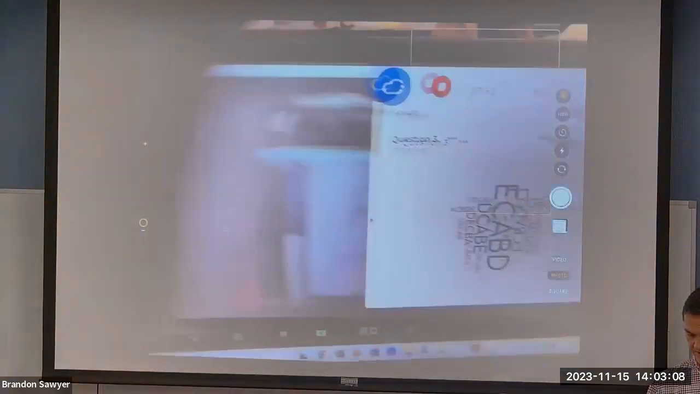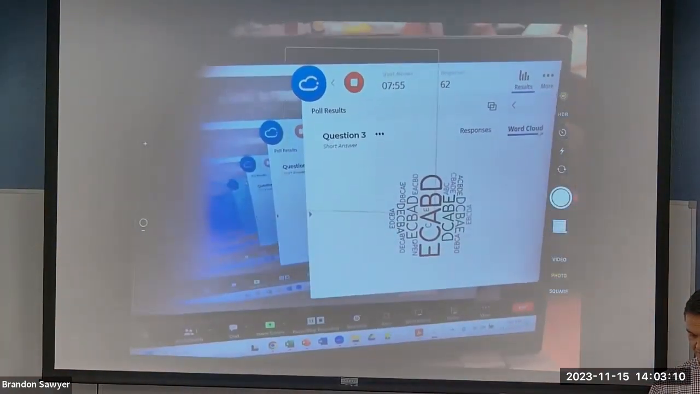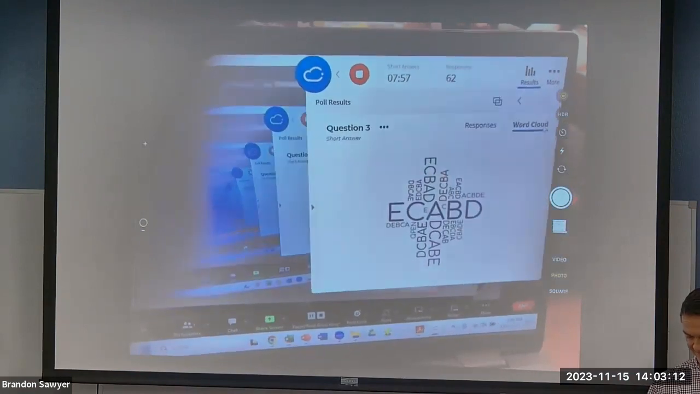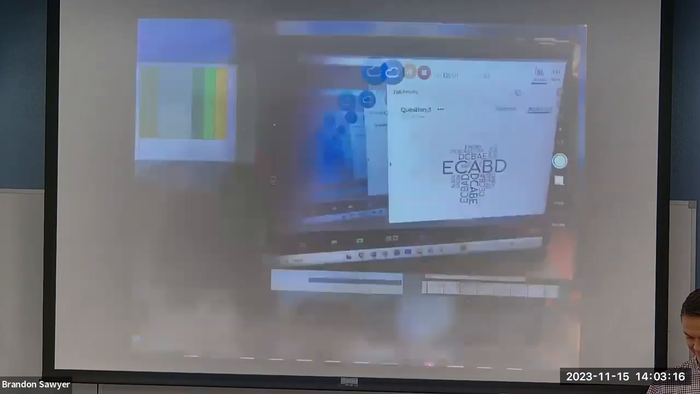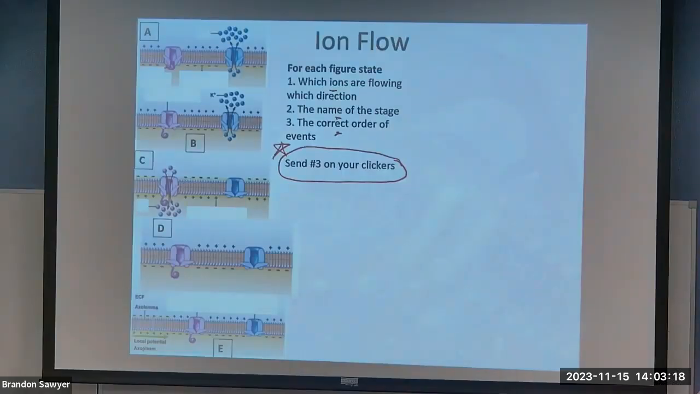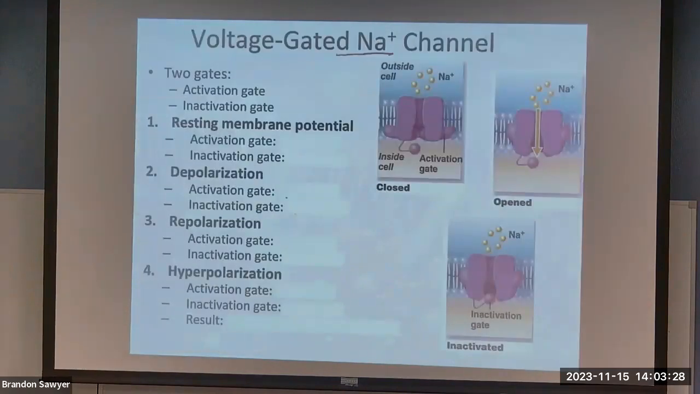This is what the responses look like here, word cloud format. Okay, I think most of you are in there. There's still about 4 that haven't sent it in, so maybe just hit send one more time. But let's go ahead and start in here. I'll leave it open in case you're still trying to hit send.